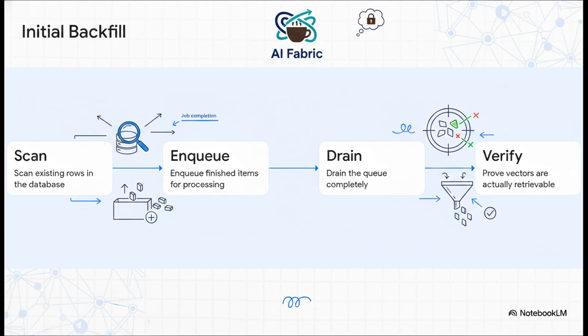Now, looking at this initial backfill workflow, you'll see it is never just blindly dumping data over the fence. To properly finish the job, you have to follow the steps. Step 1, scan the existing rows. Step 2, enqueue the finished items. Step 3, drain that queue completely. And step 4, this one is absolutely crucial. Verify that the expected vectors are actually retrievable. If you skip that and can't verify the vectors at the end, well, your migration just isn't actually complete.